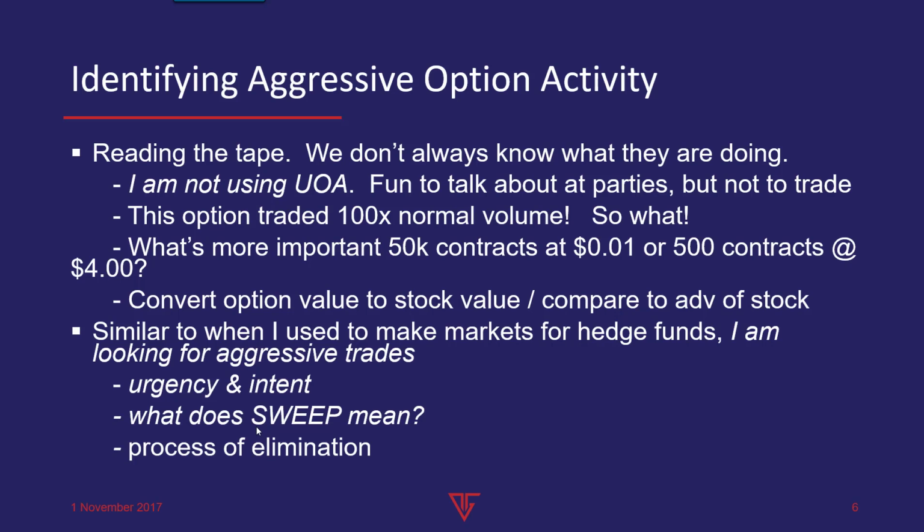But the first thing that I want to go through is identifying aggressive option activity, and we're going to go through a couple of those terms. So identifying is key to this because there's a difference, right? So first of all, reading the tape. It's the first bullet I've got, and I'm going to go through this in a couple different ways.